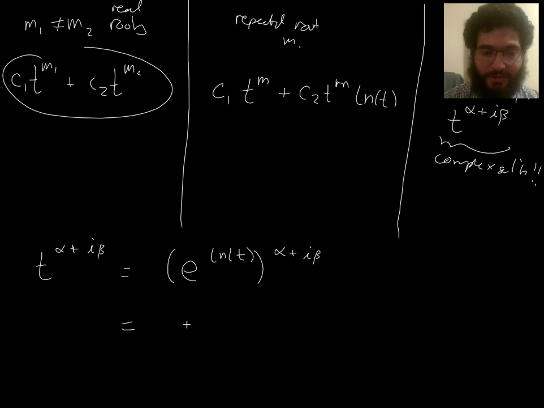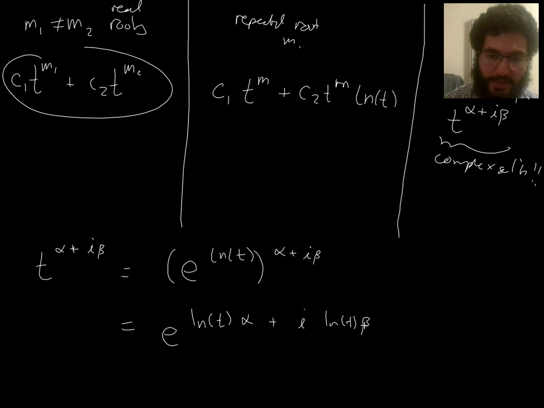Okay, and now you can use exponent rules and be like, okay, this is e to the ln t alpha plus i ln t beta. And that is something whose real and imaginary parts I can figure out. So maybe first step, let's write it e to the ln t alpha times e to the i ln t beta.